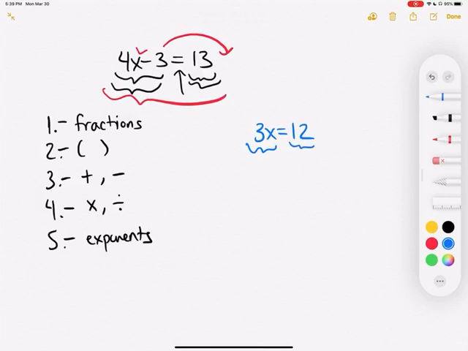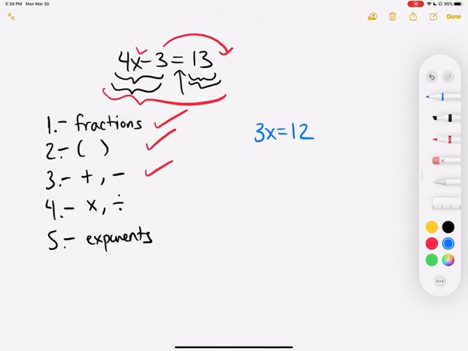Now we have to follow this order of operations that I have here on the left. The first thing that we get rid of is going to be fractions, which we don't have any. So we're good. We don't have any parentheses either. And can you see that we don't have any additions or subtractions available?